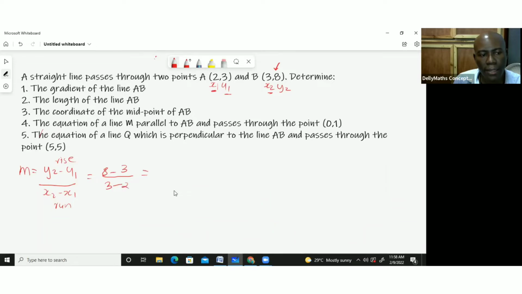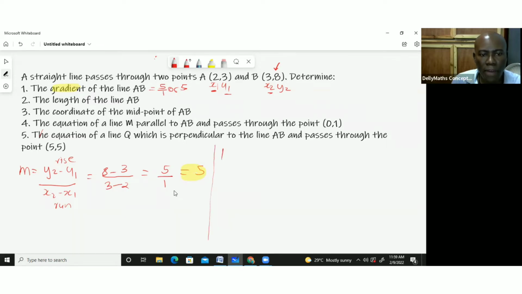We're looking at 8 minus 3, that's 5, over 1, which is just 5. So the gradient is 5. We could put that beside that. If you have 5 over 1 or 5, that's good. So that's the gradient. Let's look at the length of AB.